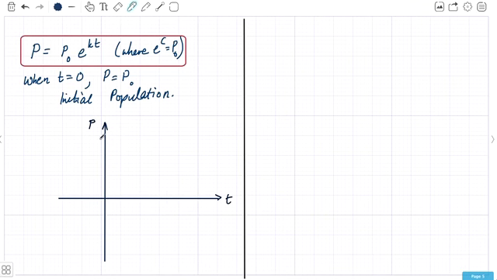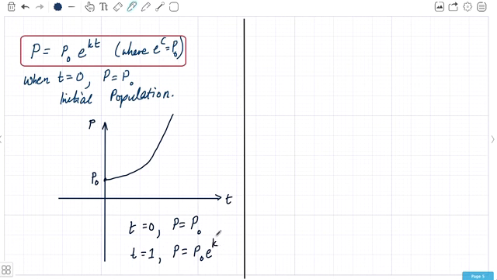And we know that when t equals 0, the y-intercept, or in this case P-intercept, is at the point P0. And this particular graph is exponential in nature, so it will go up like that. Okay, and you might want to give another point as well. So we know when t equals 0, P equals P naught. You might want to do maybe t equals 1, and then you'd have P equals P naught e to the k, like that.